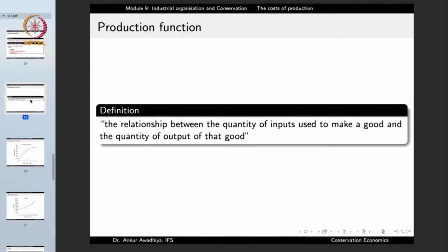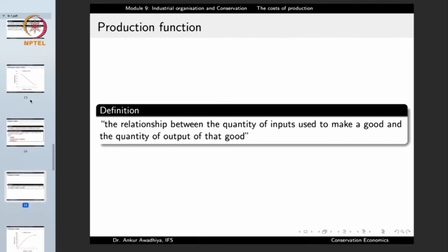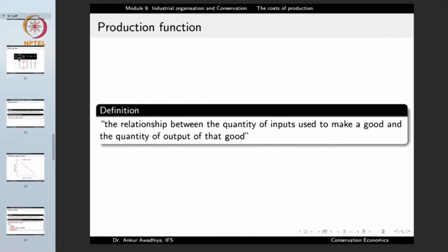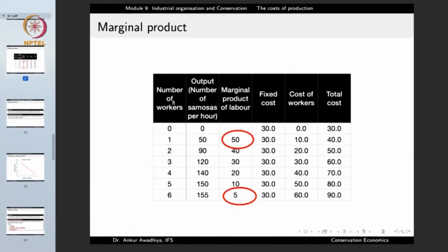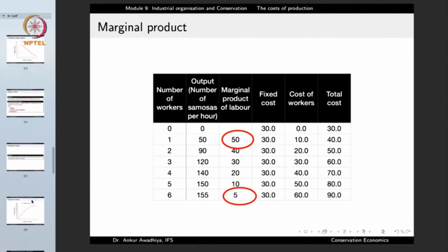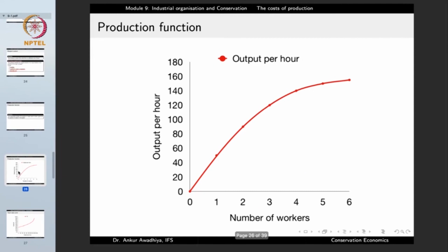Another concept here is the production function, which is the relationship between the quantity of inputs used to make the good and the quantity of output of that good. What we are asking here is, when the input increases like this, how does the output increase? Here we have it in the form of a table, but we can plot it in the form of a production function. The production function is telling us that as the number of workers increases, the output increases from 0 to say around 160.